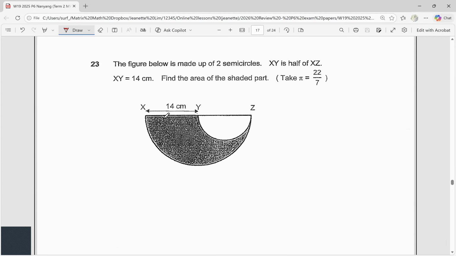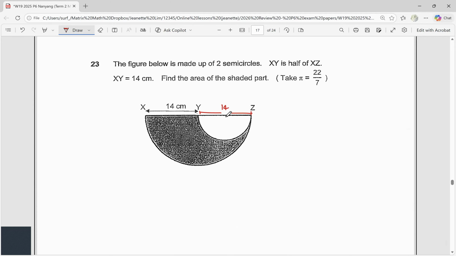Question 23. Figure is made up of two semicircles. XY is half of XZ. So then XY is 14. So it means that this is also 14. Find the area of the shaded part. Now the area of the shaded part is actually bigger semicircle minus smaller semicircle. Okay, so find big semicircle, small semicircle, and then find the difference.